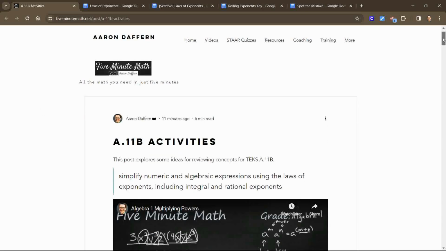Today we are looking at Algebra 1, Standard A.11B, specifically some activities that I created for teachers to use. They want to review this concept with their students. This is coming from a blog post that I just wrote.